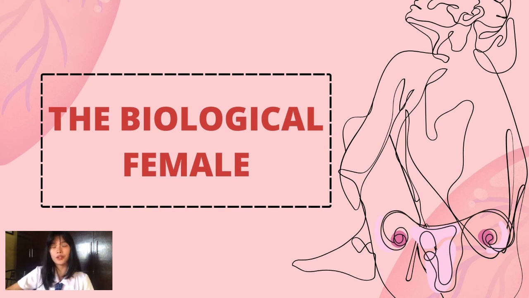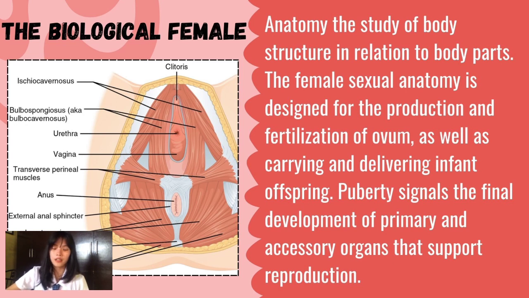First, we're going to determine the biological female. The biological female anatomy is the study of body structure in relation to body parts. The female sexual anatomy is designed for the production and fertilization of ovum. Again, what is ovum? Ovum or an egg cell is a female reproductive cell that fuses with sperm in the process of fertilization. Tandaan po, ovum and egg cell ay iisa.